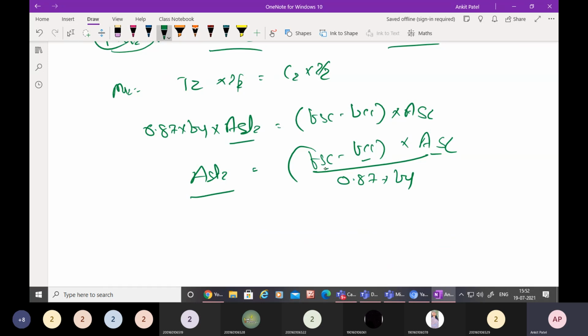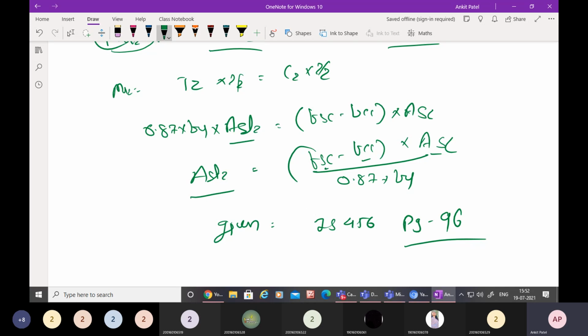But how to find the value of FSC and FCC? I'm going to tell you, just wait a minute. Before that, this is our final equation to determine the value of AST2. If you don't want to remember this equation, it is given in IS 456 page number 96. You will be able to get the same equation.